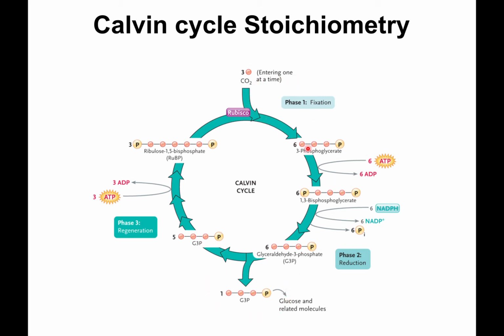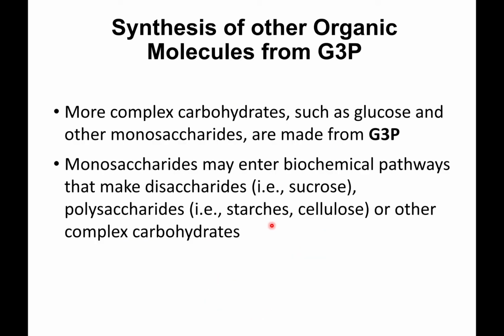And because of this, each cycle we use 2 ATP here and 1 ATP here. You need altogether 9 ATP molecules to produce 1 glyceraldehyde 3-phosphate, 6 here, 3 here, and 2 NADPH per cycle, so 6 NADPH molecules to produce 1 G3P molecule, glyceraldehyde 3-phosphate. That's the overall stoichiometry of this process.